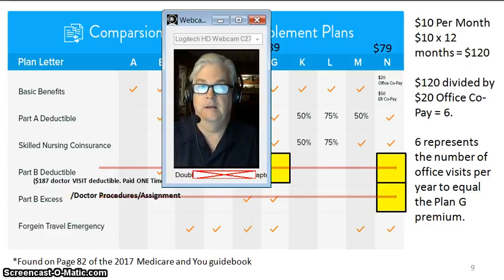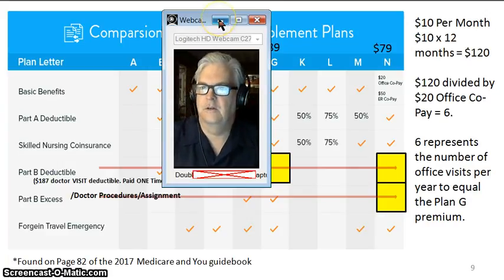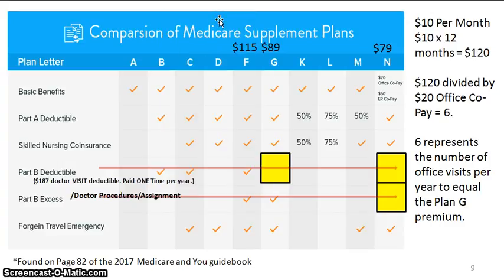So right now I'm going to get my picture off the screen here and go through the PowerPoint with you real quickly. As you can see here, I've already got the premiums marked out for you. F in your zip code is $115. The G in your zip code is $89, and the N plan is $79.